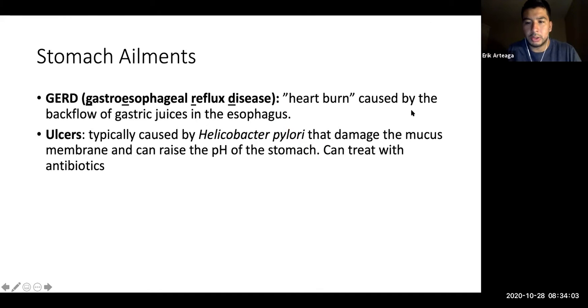Okay, so GERD, so some stomach ailment. So GERD, heartburn, which I was kind of talking about earlier, is a backflow of acid.